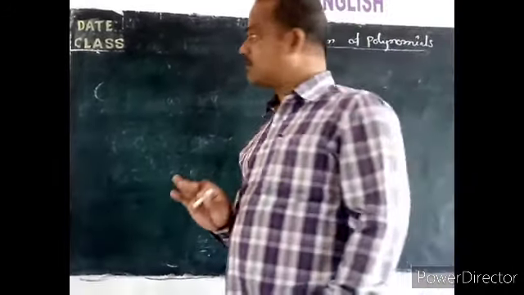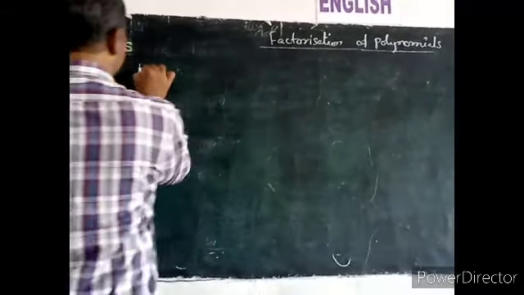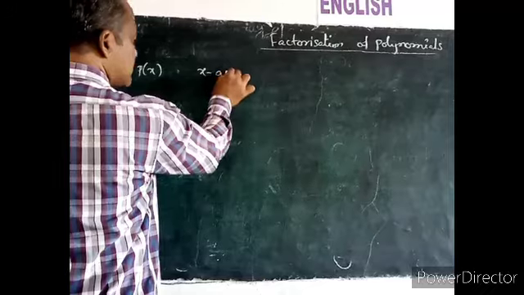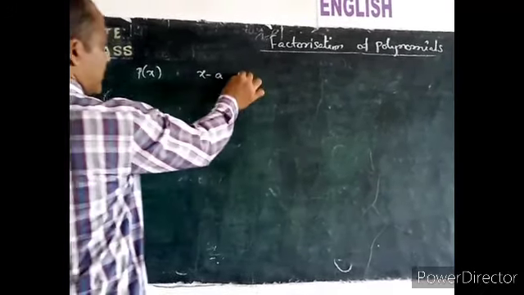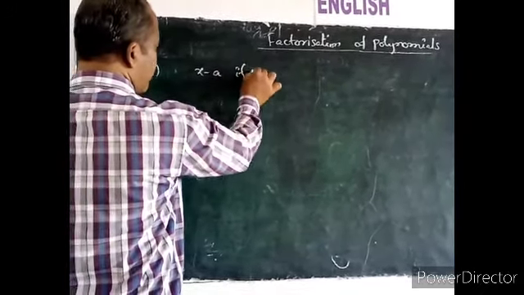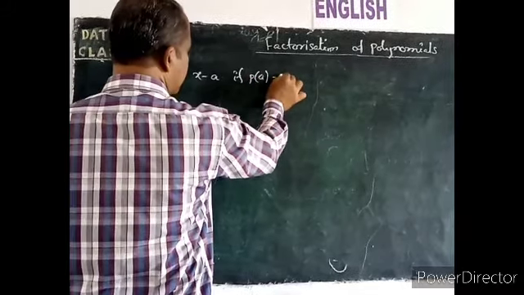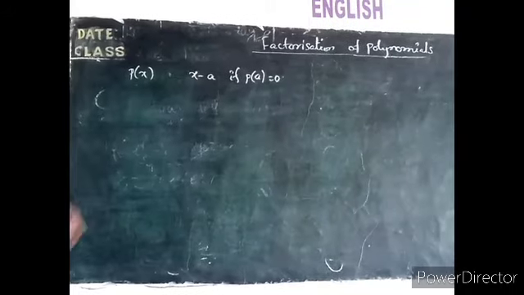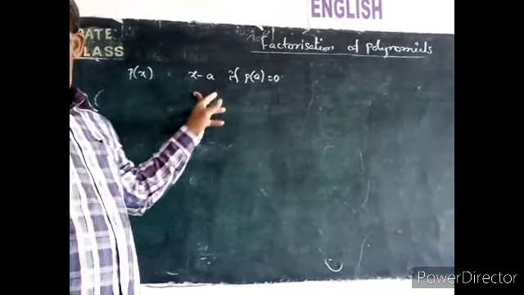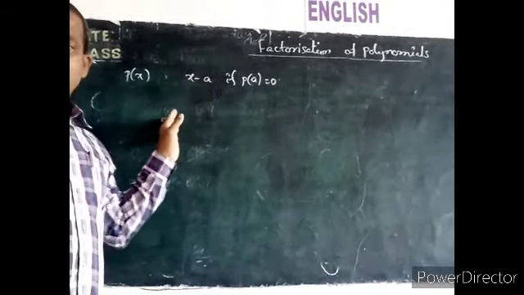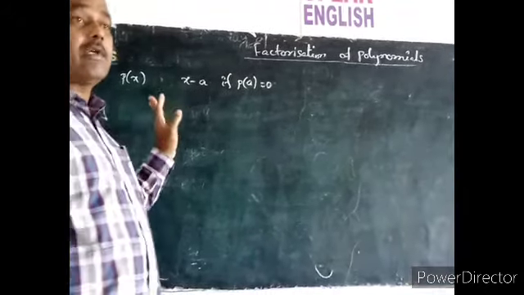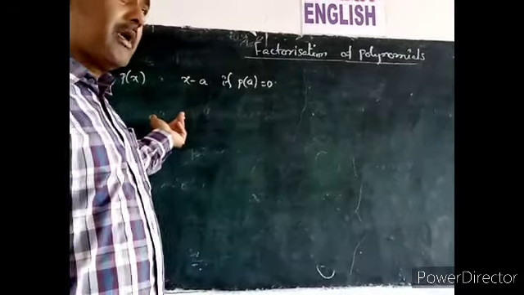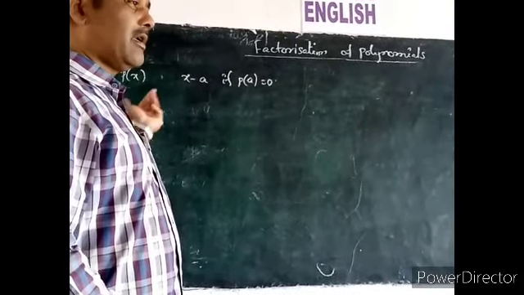If p of a is equal to 0, where p of x is any integral function and it is divided by x minus a, then only it is divisible. Otherwise, it is not divisible, or not a factor. This is as per the remainder theorem only, but the statement will be different.